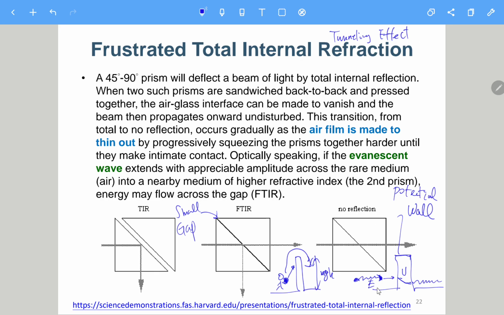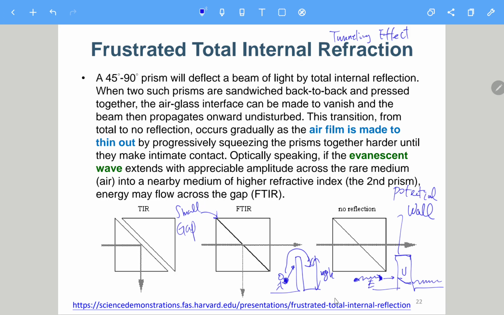Yeah, it's something like if we provide a potential wall there. If it is a particle or maybe a photon, and it has an energy smaller than the potential. Of course, the potential for this gap is large, because it should originally be totally reflected.